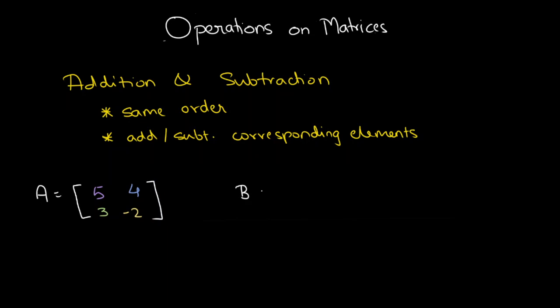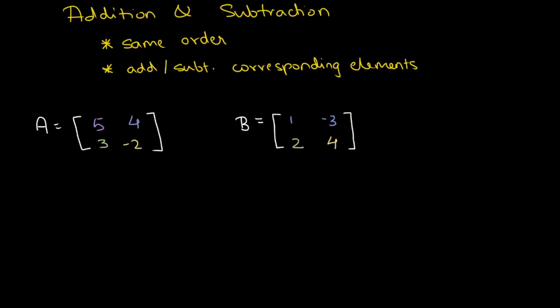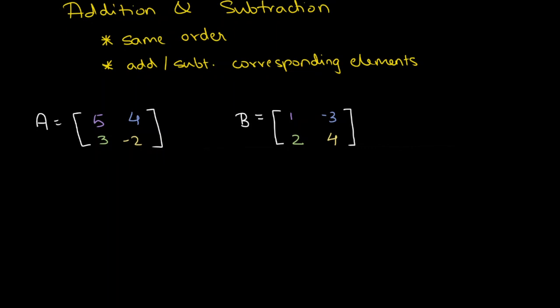So we'll consider another matrix B. Since we've taken the first matrix as a 2 by 2, we'll consider matrix B also as a 2 by 2 matrix. Let's take its elements as 1, -3, how about 2 and 4. Right, so we have our matrix A and matrix B. Let's just look at both addition and subtraction for these two matrices. Let's look at addition first.